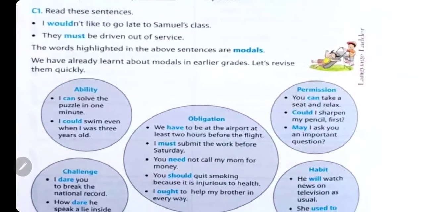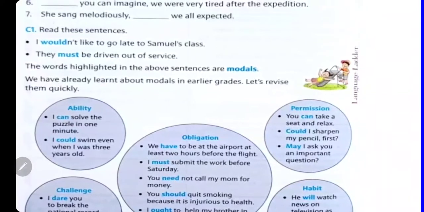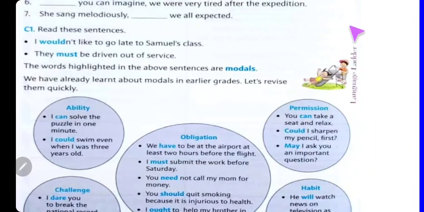Now what you have to do in C1, next question, is read these sentences. First one is, I wouldn't like to go late to Samuel's class. They must be driven out of service. So the words highlighted in the above sentences are modals. The words you can see, would and must, they are modals. We have already learned about modals in our earlier grades, so let us revise them quickly.